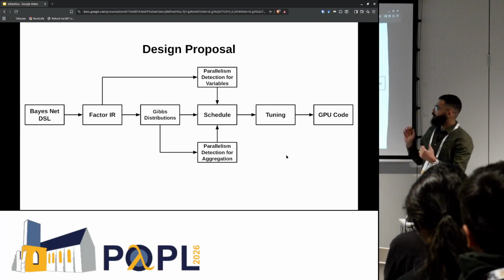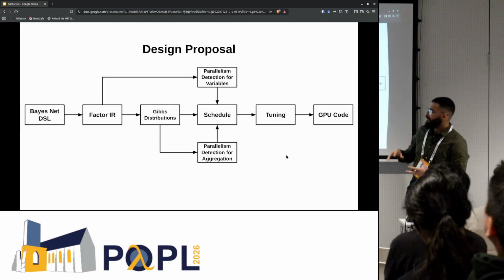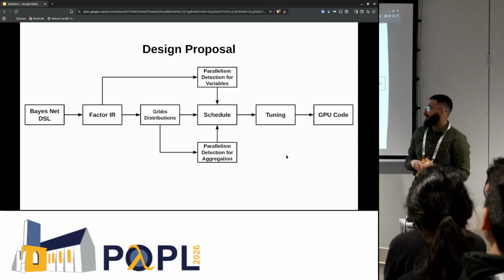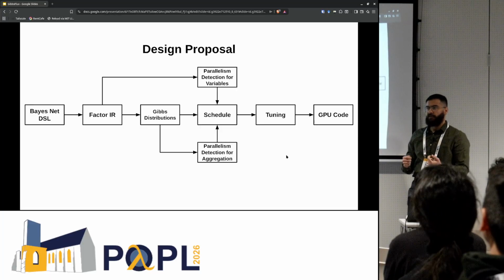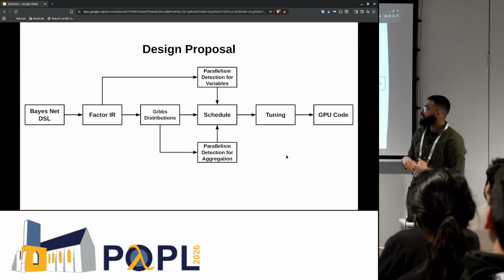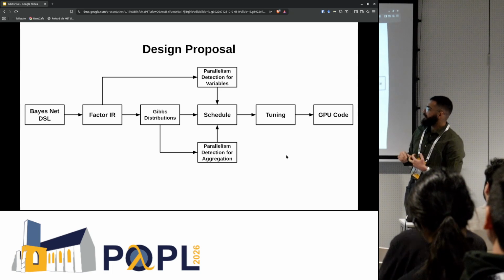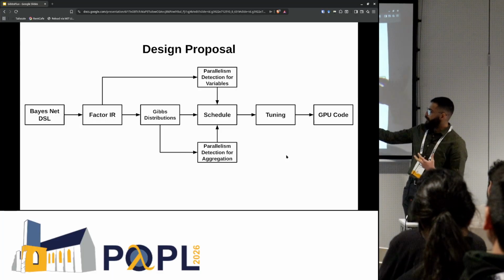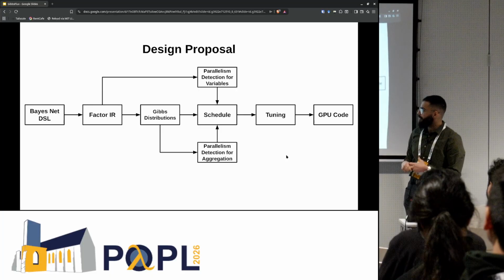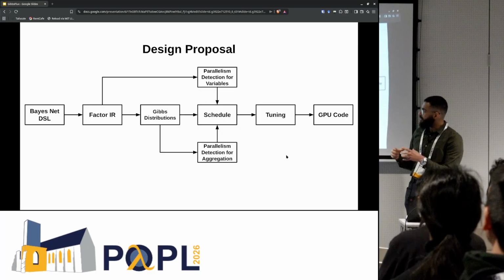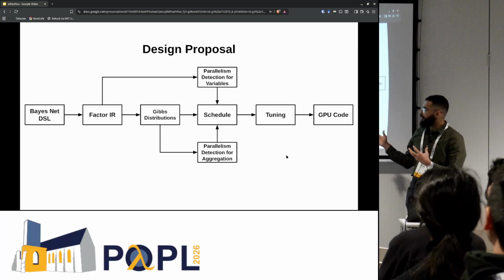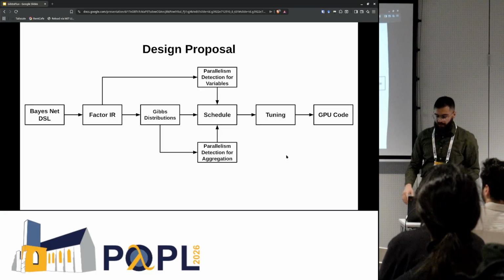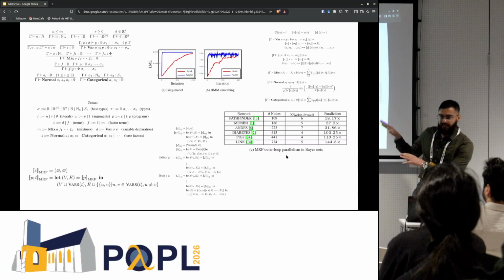And this is going to be the full design then. We start with a user-facing BaseNet DSL. We lower it to a factor IR, which lets us read the factorization structure really easily, the same way a factor graph does. And then using that, we could detect parallelism over variables using chromatic techniques, or detect where parallelism can happen for aggregation. All of that is indicated in a schedule object. The schedule object could be tuned using dynamic analyses optionally, and then we use that finally to generate the final GPU code.